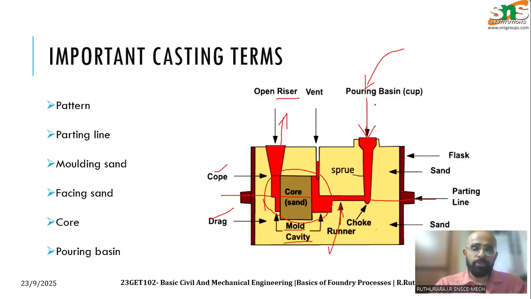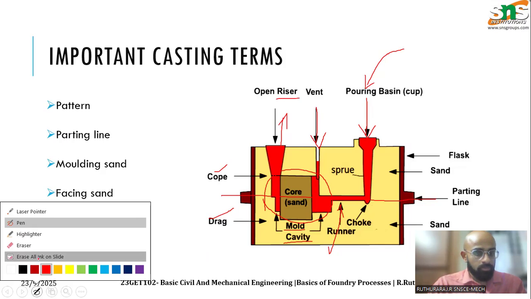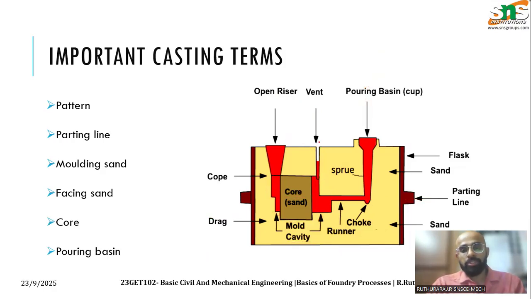Then there are some other parts here. As you see, there is something called a vent. A vent is nothing but a hole. One minute, I will clear everything. This is an opening into the mold cavity. It's a small opening. It allows the trapped gas inside to get out, because we are pouring molten metal inside the sand. When it solidifies, some gases will be evolved, and they can escape out through this vent.